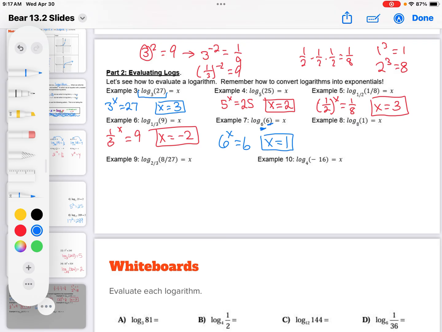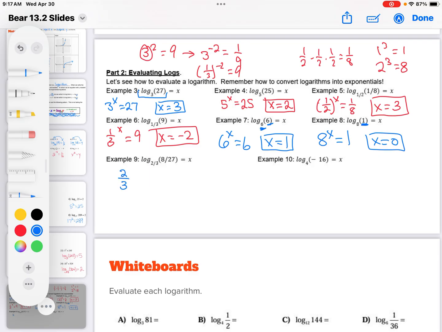Now the next one, if I look at this one, we have 8 to what power gives you 1? Well, anything raised to the power of 0 equals 1. So if you have a logarithm where 1 is the argument, by the way, this thing is called an argument, the answer will always be 0. So x equals 0 here. Okay? All right, last two.